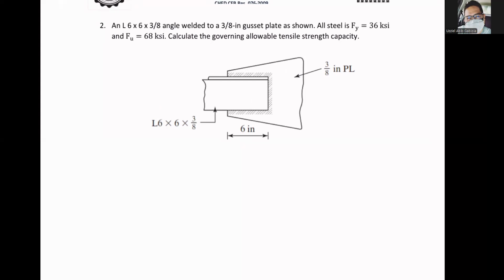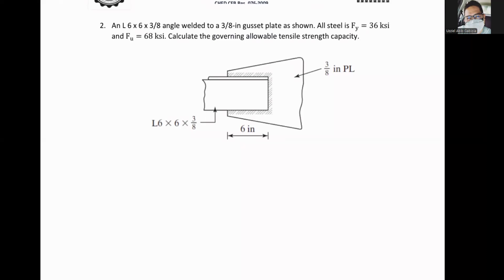Okay, so let us solve this one pertaining to the GSY and NSR limit states only muna, because we have not yet discussed the shear block.